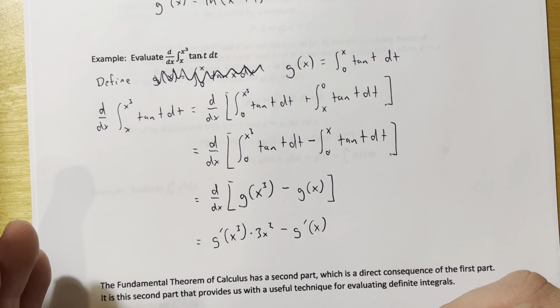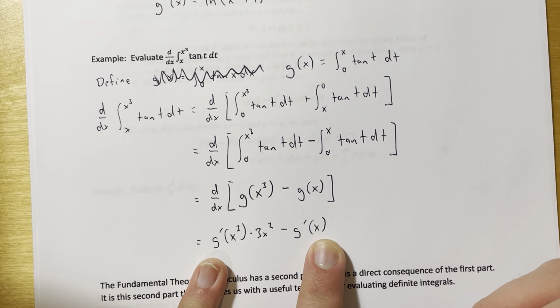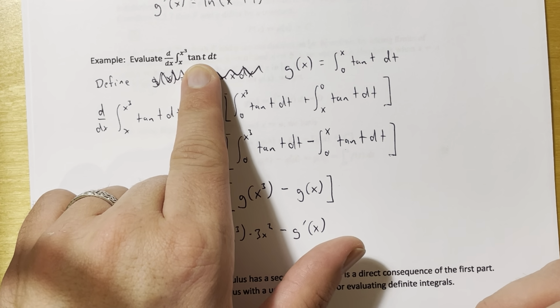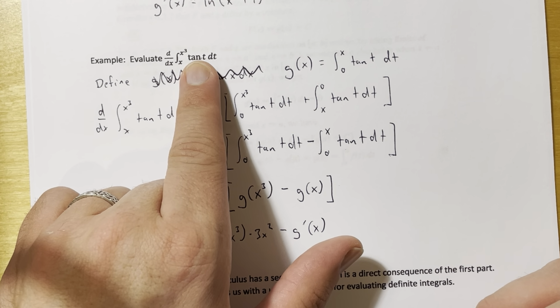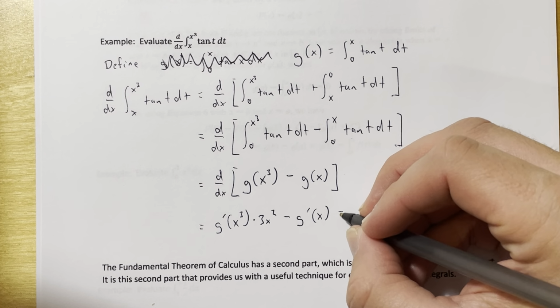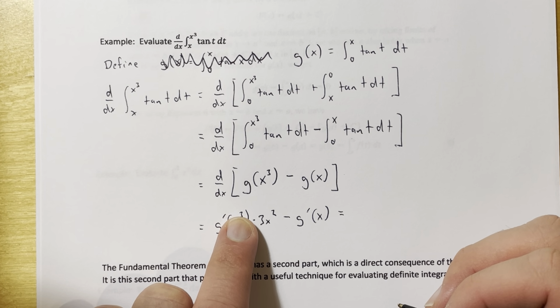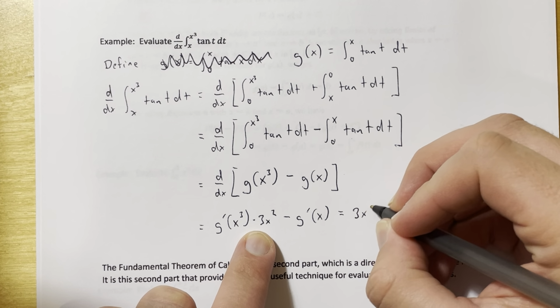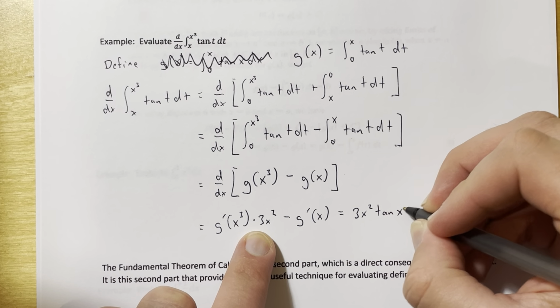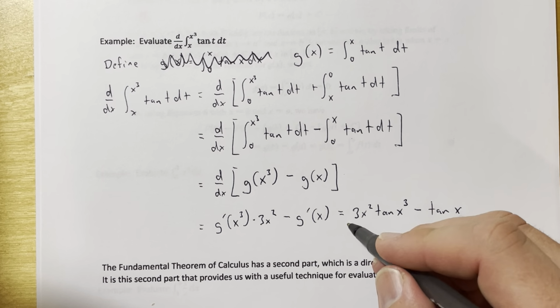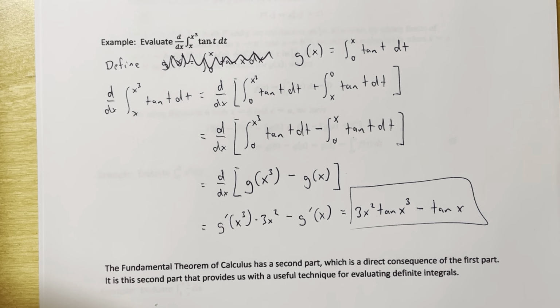Now finally, the fundamental theorem of calculus, the thing we just talked about, tells us how to find g prime of x. g prime of x is equal to tangent of x. It's the integrand where the t has been replaced by an x. So that means I'm looking at tangent of x cubed now times 3x squared. I'm going to bring the 3x squared out front. Minus, this would just be tangent of x. And that's my answer.